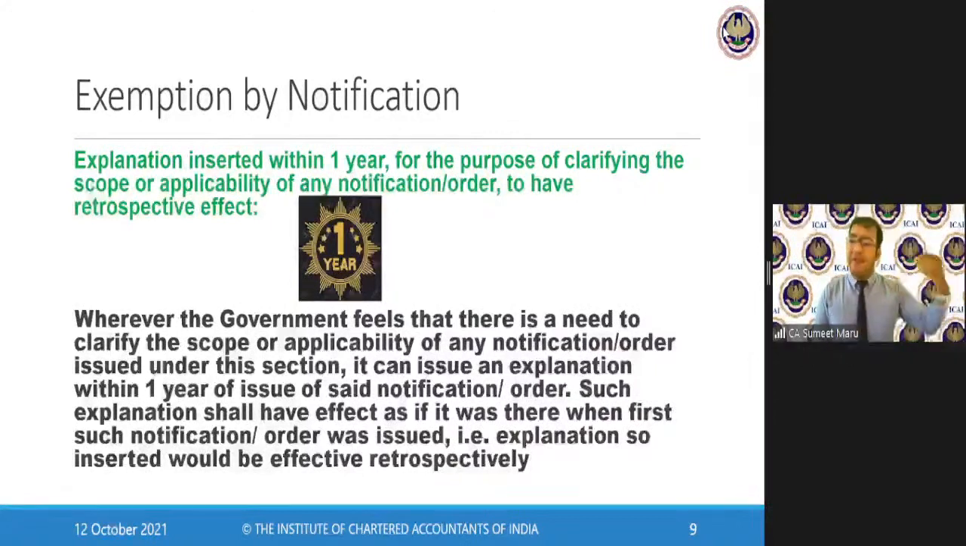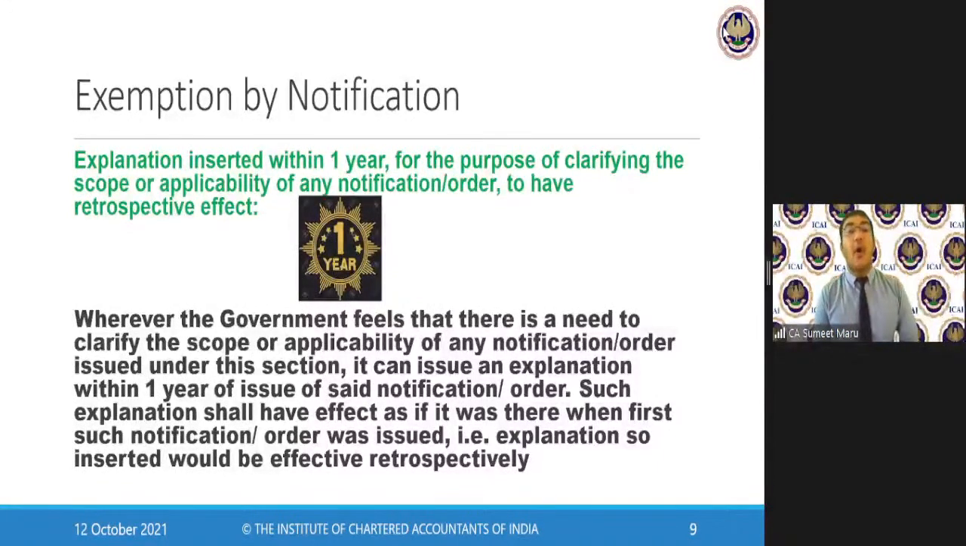Thereafter, wherever the government feels that there is a need to clarify the scope or applicability of any notification or order issued under this section, it can issue an explanation within a year of issue of the said notification. Such explanation shall have effect as if it was there when the first notification or order was issued. That is, the explanation so inserted would have a retrospective effect.